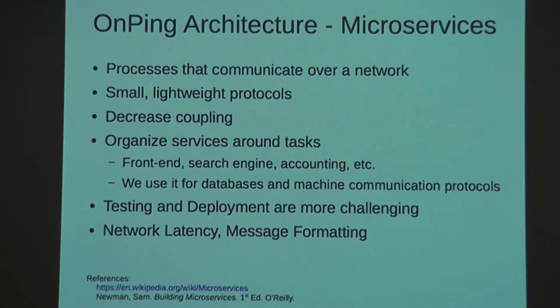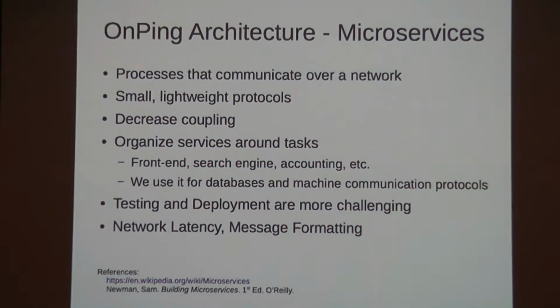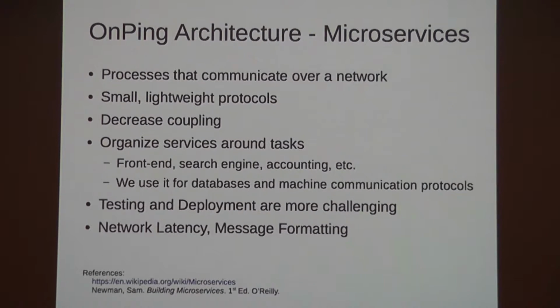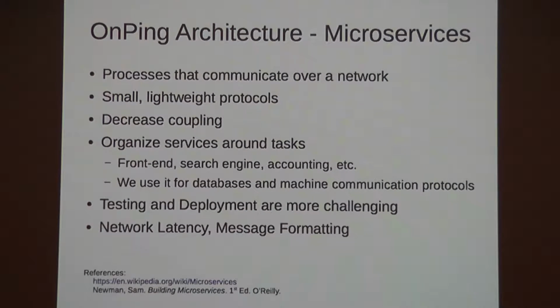So basically, microservices are sort of like processes, but they communicate over a network. Instead of existing locally, they exist perhaps in another server and need to be communicated with in that way. So that you can build these small, lightweight protocols, and it decreases coupling to your main app. And then you can organize these microservices around certain tasks. For example, something around front end, around a search engine, around an accounting system. And so we mostly use it for database and protocols.